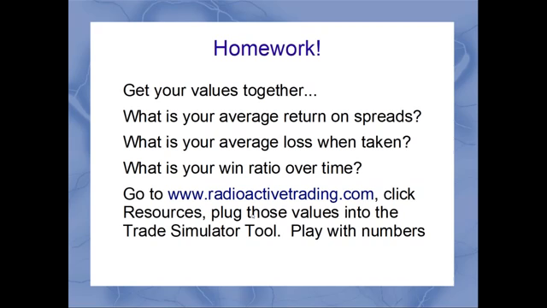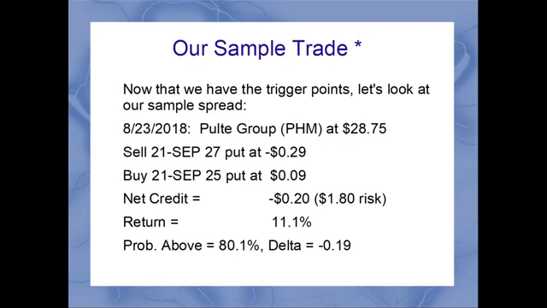plug in your values. What is your average win ratio over the last 9, 10, 12 months? What is your average win percentage? And what is your average loss when you do take a loss? All right, so those are the trigger points. Now, let's jump right in. Still have a lot to cover here.